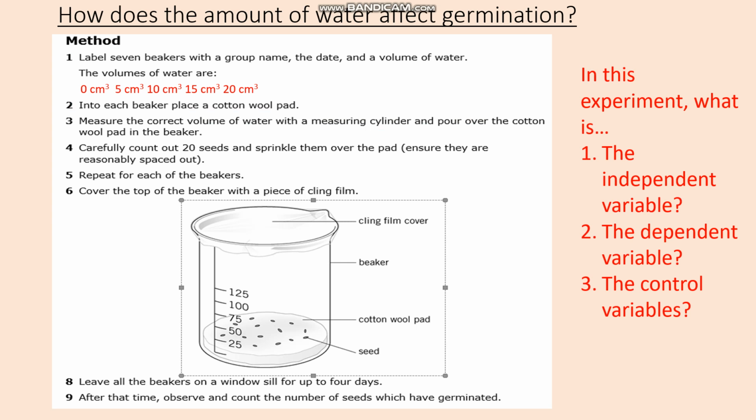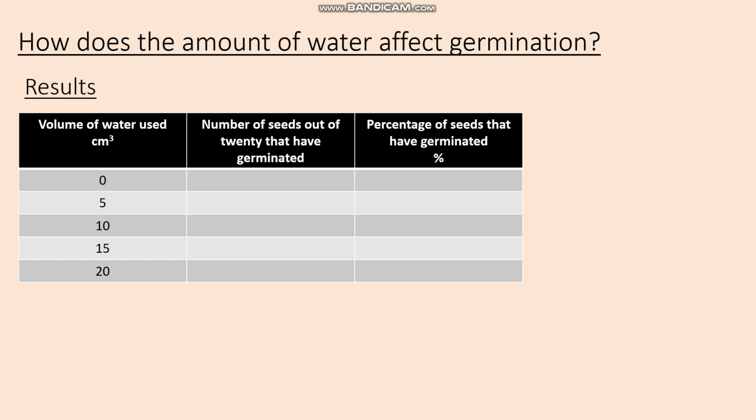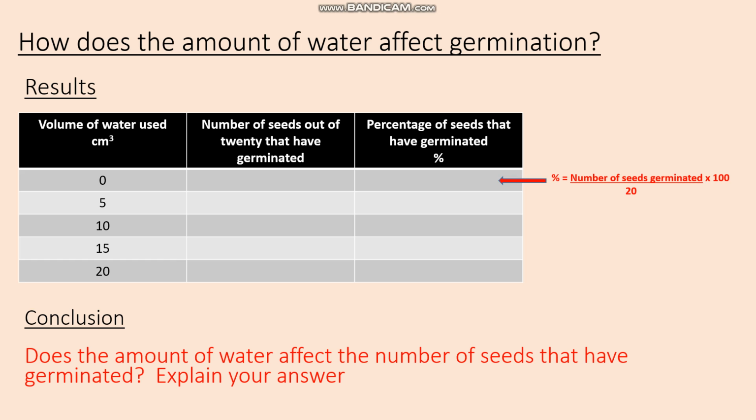If you wanted to do this more scientifically, you could actually count up the number of seeds which have germinated with the different volumes of water and then calculate a percentage as shown on the slide there. You could then of course have a go answering the question or conclusion: does the amount of water affect the number of seeds that have germinated? Explain your answer.